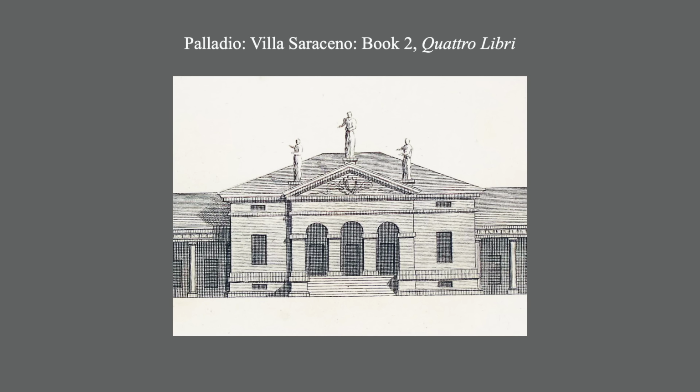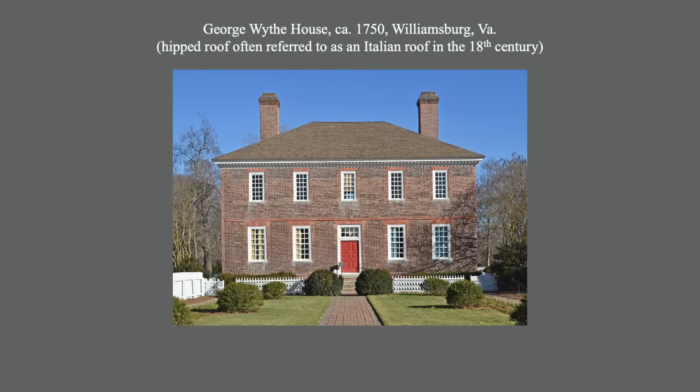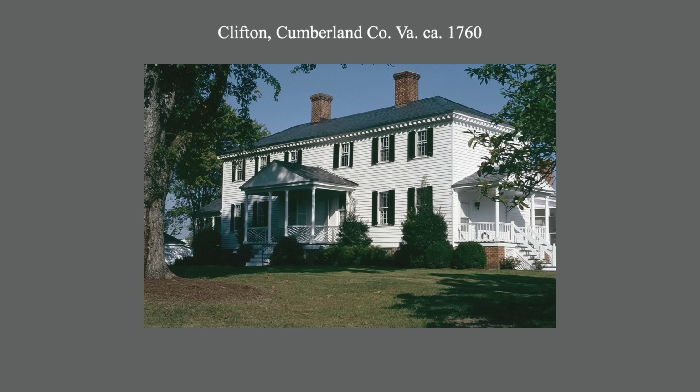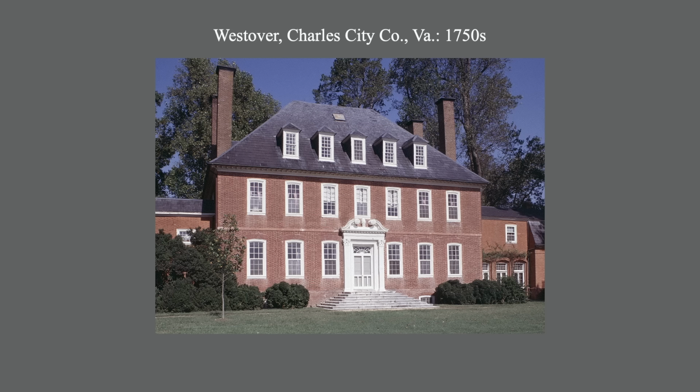Here the length of the ridge is 1/4 the width of the facade. On Williamsburg's George Wythe House, the ridge is somewhat longer, but there's no hard and fast rule about the exact proportions of a hip roof. It depends on the angle of the hips. On a single pile house, or a house just one room deep, the ridge can be considerably longer. A hipped roof can also be quite steep, as on Westover, if it incorporates an attic story with dormers.